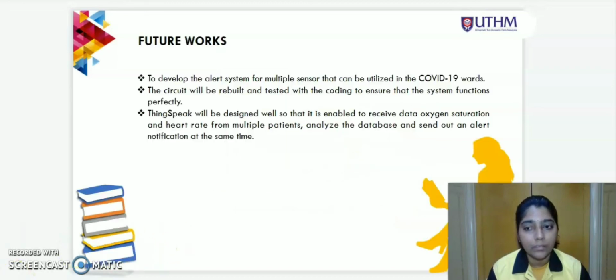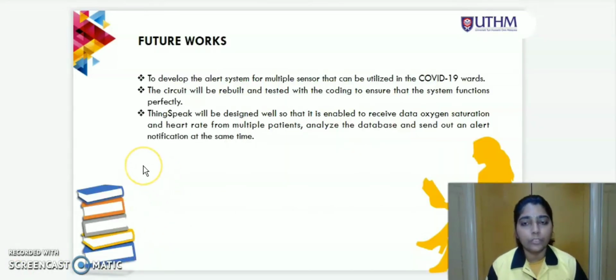So next is the future work. The future work required in this project is to develop the alert system for multiple sensors that can be utilized in the COVID-19 ward. The circuit would be rebuilt and tested with the coding to ensure that the system functions perfectly, and ThingSpeak will again be designed well so that it is able to receive the data of oxygen saturation and heart rate from multiple patients by using multiple sensors, and to analyze the database and send out an alert notification at the same time. Thank you.